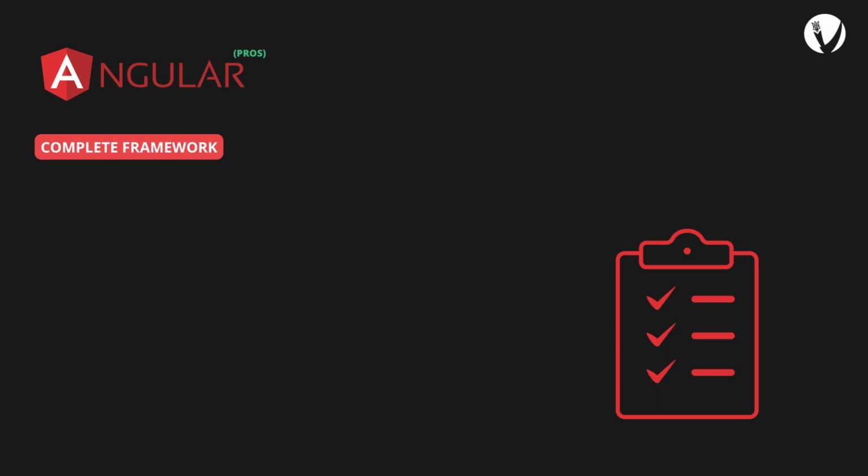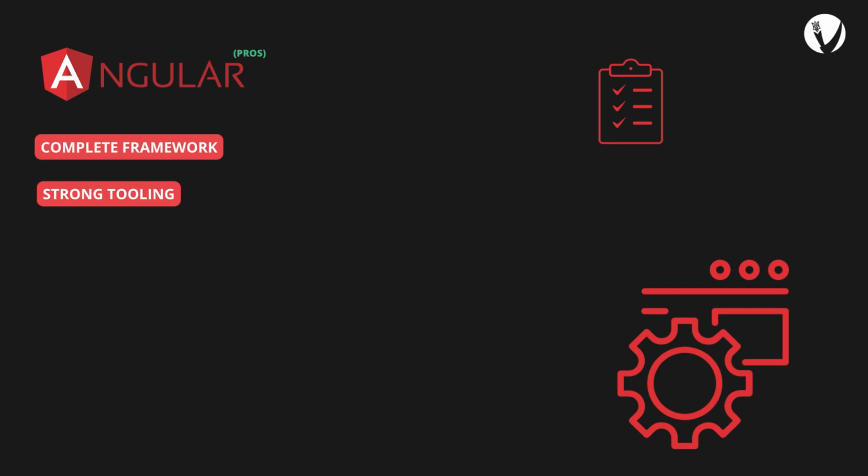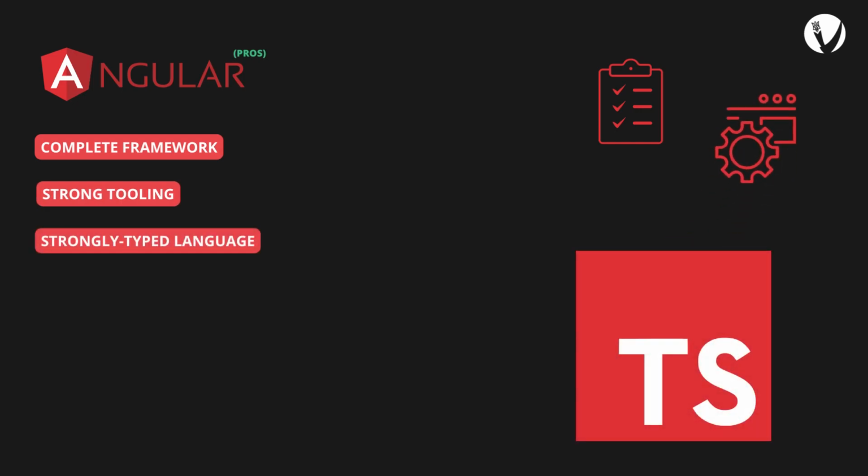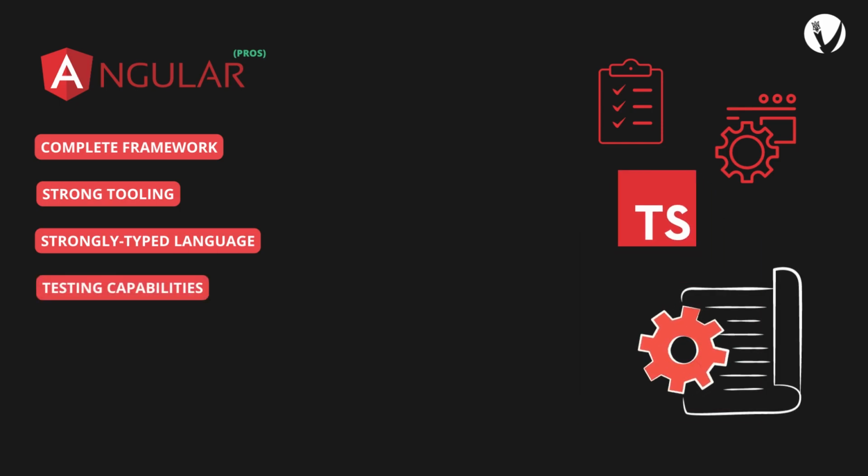Finally, we have Angular. Angular is a complete framework that provides everything needed to build complex and dynamic web applications, including data binding, dependency injection, and component-based architecture. Angular has a powerful set of tools for testing, debugging, and optimizing applications, including the Angular CLI and Augury. Angular is built with TypeScript, a strongly typed language that helps catch errors at compile time instead of runtime, improving code quality and maintainability. The framework provides built-in support for testing and has a comprehensive testing framework that allows for unit, integration, and end-to-end testing.